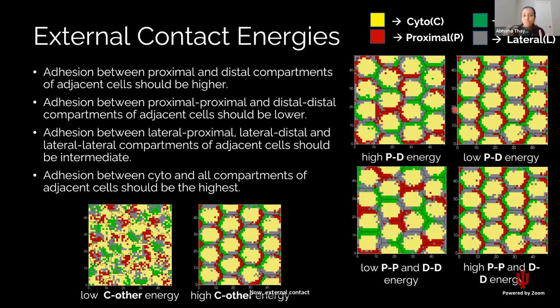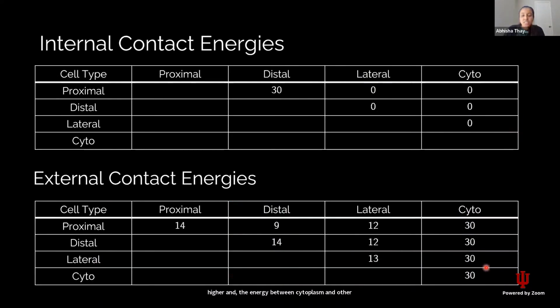The adhesion between proximal and distal compartments of adjacent cells should be lower so that these two compartments would come in contact with each other, whereas the adhesion between like compartments should be higher. And the energy between cytoplasm and other compartments should be the highest. So these are the energies that we are using.